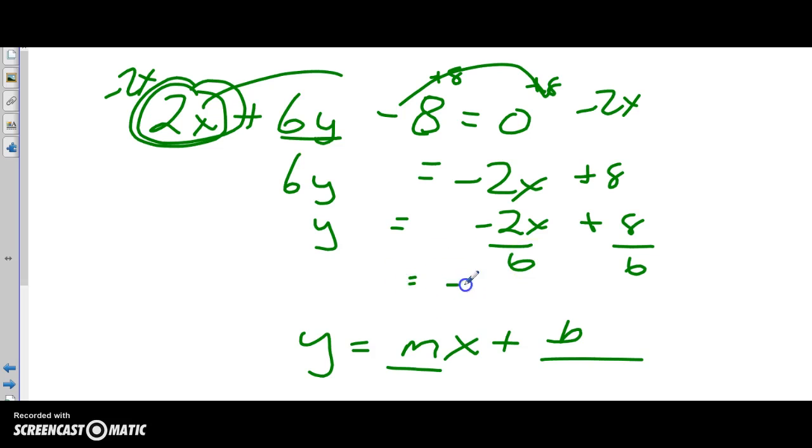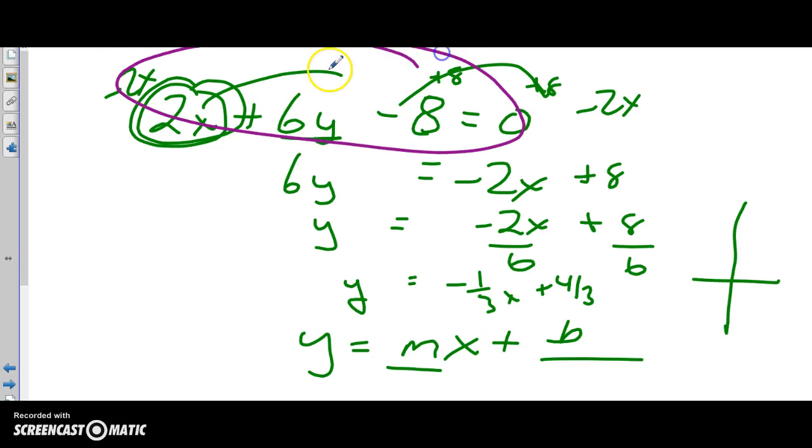So I have negative 1/3 x, and this is 8/6. That's 4/3 in lowest terms, or 1 1/3, either way. And now if I look at this, my equation is y is equal to negative 1/3 x plus 4/3. So if you were asked to graph this, this is hard to graph, this is not. Okay, so if I go here, I have my intercept of 4/3, which is just over 1. Okay, so wherever that is.